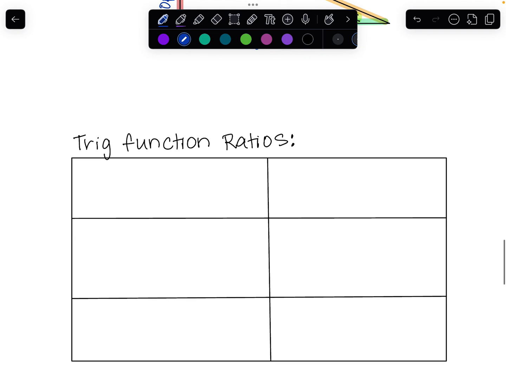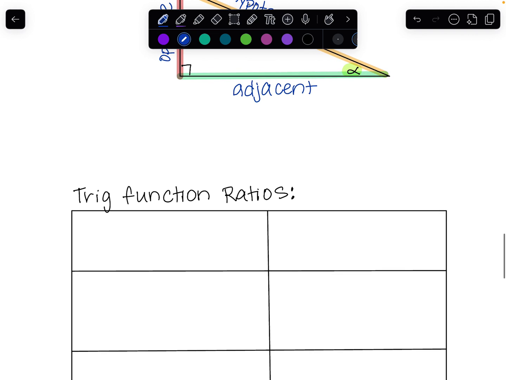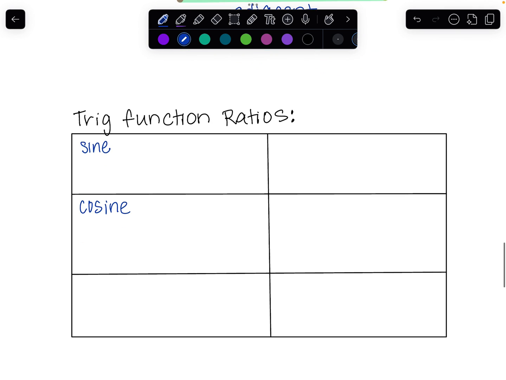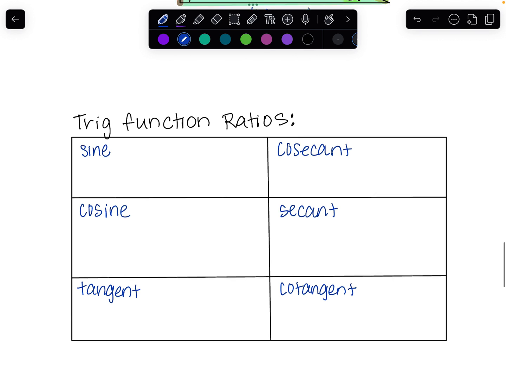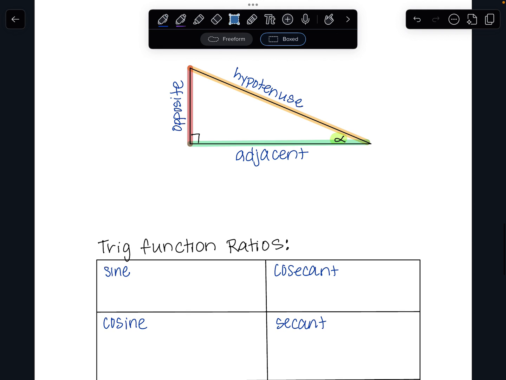So the trig function ratios that we're going to use are going to be sine, cosine, tangent, cosecant, secant, and cotangent. Sine, let me move this down.